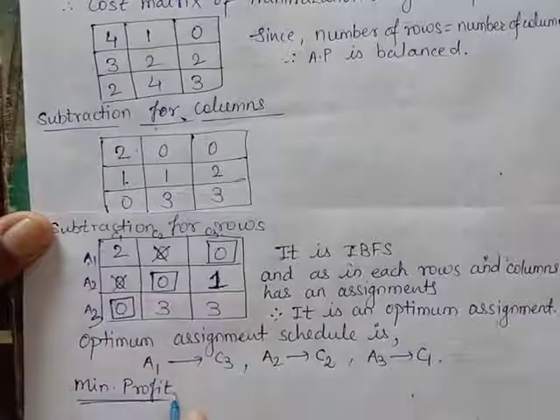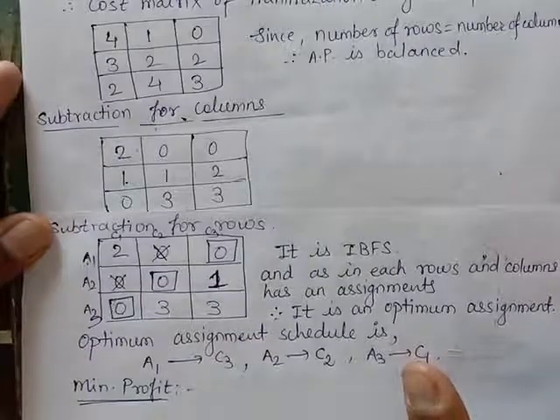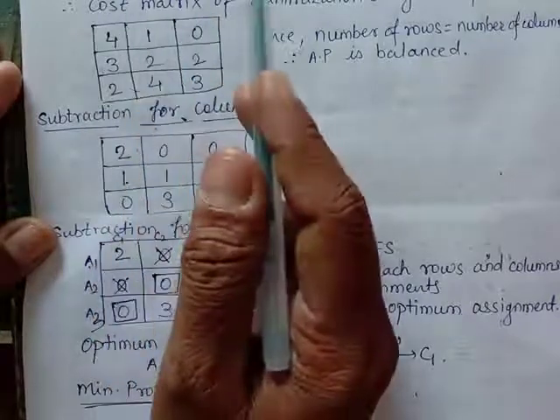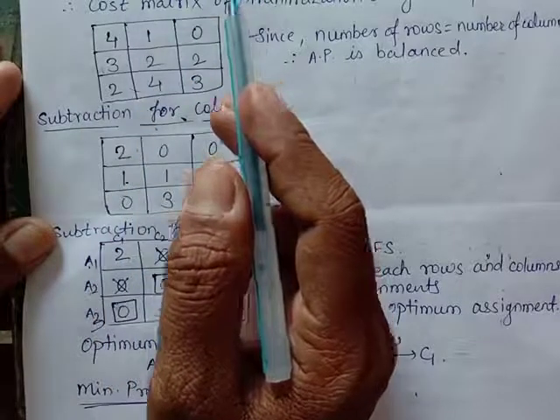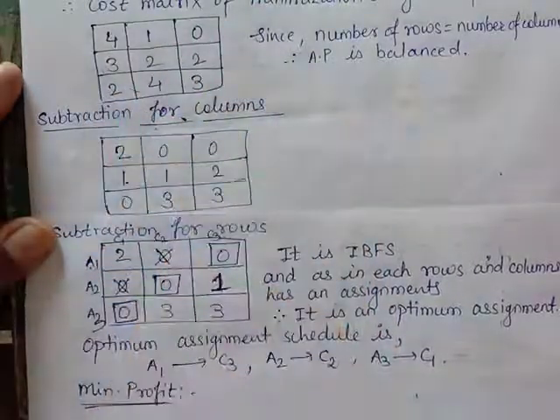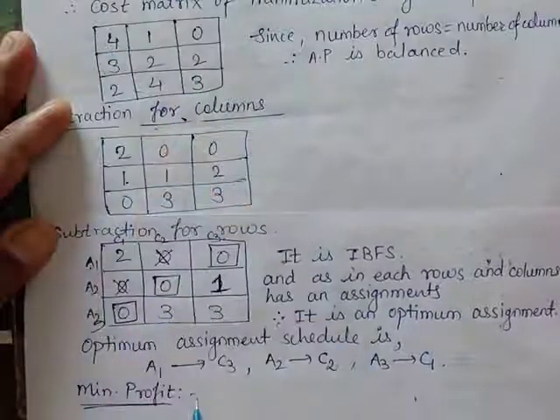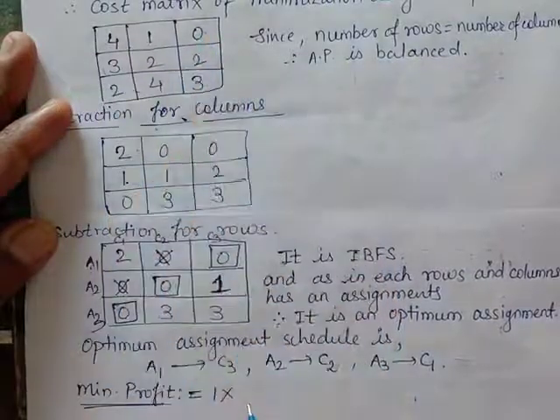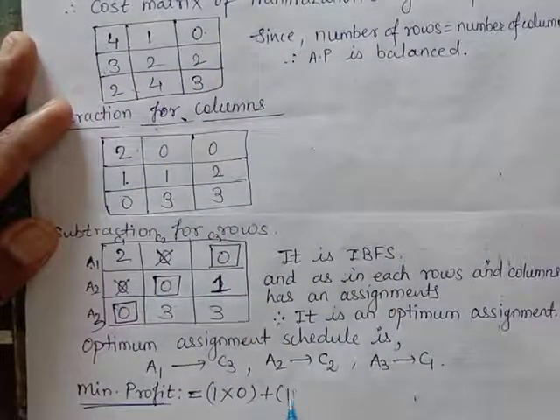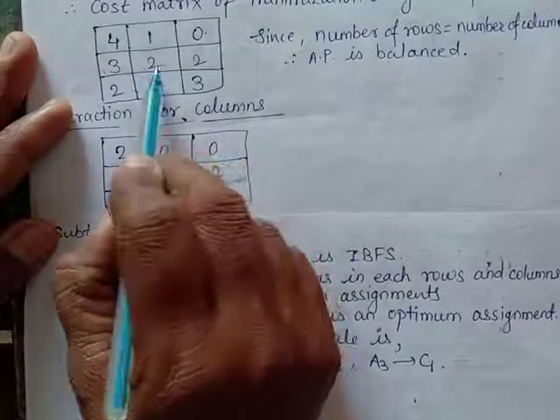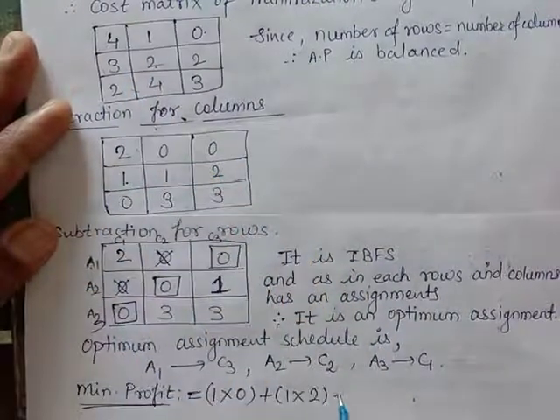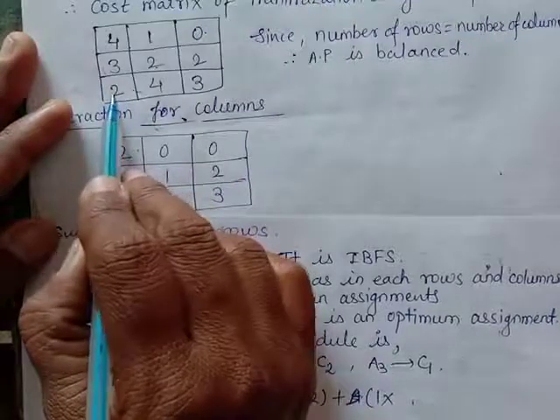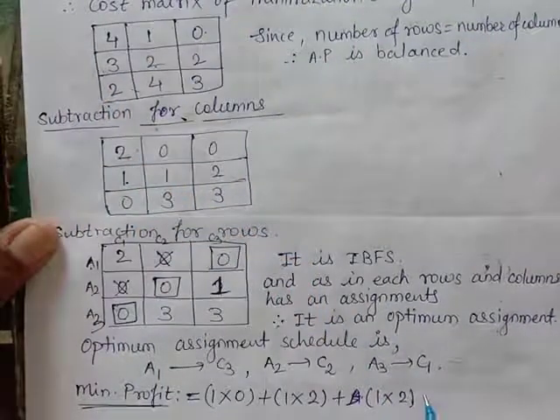then minimum profit is obtained from the minimization cost matrix. Here this will be our minimization cost matrix, which was obtained from the given original matrix of maximization type. Fine. So if we want minimum profit, then it is 1 into A1 assigned to C3, so this cost 0, plus 1 into A2 assigned to C2, so this is our cost there, plus A3 assigned to C1, so 1 into 2. So total is 4.